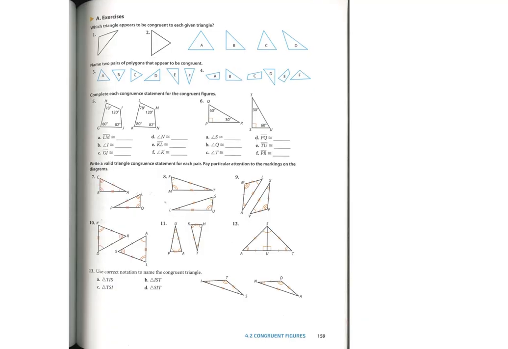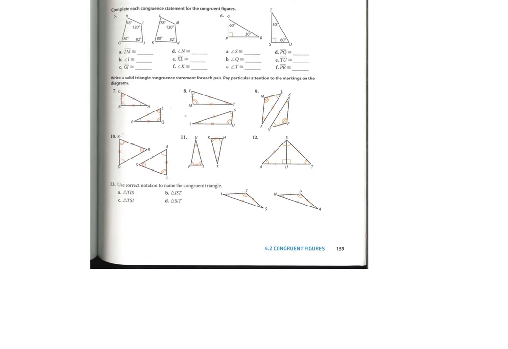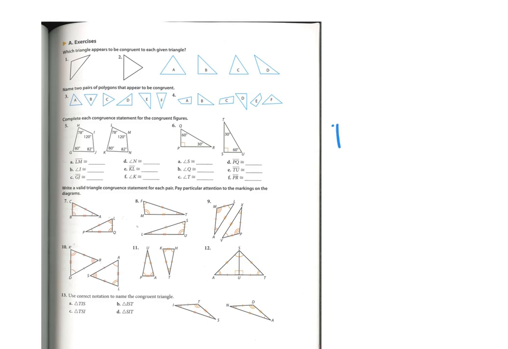So, in your books, on what page is this? 159. I'm going to give you some problems to look at. All right, so you're going to do number 6 and number 10. Number 6 is listing out congruency statements. It's not multiple choice, okay? It's A through F. You're listing out what is congruent.